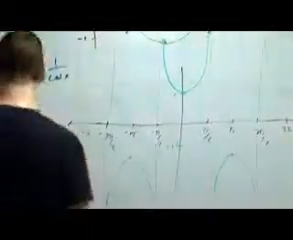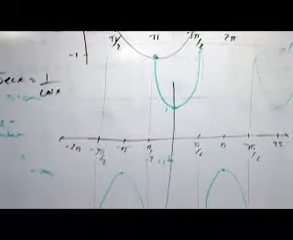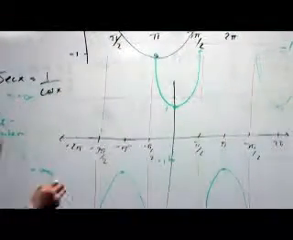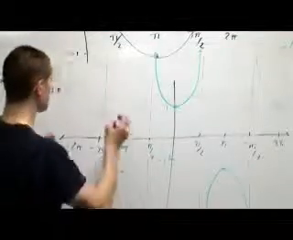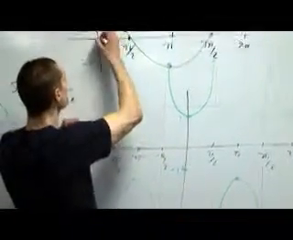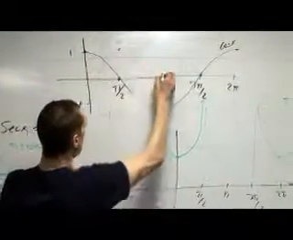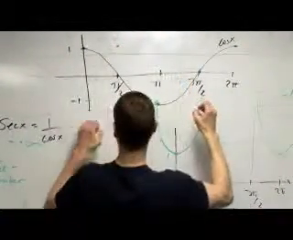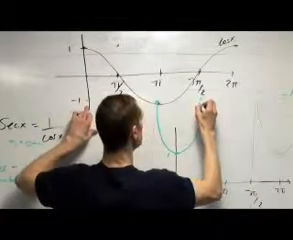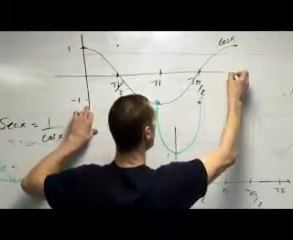and this may be important. Now, as far as sine goes, sine x, we know that sine x is cosine x shifted over by 90 degrees. Sine of 0 is 0. Sine of pi over 2 is 1. Sine of pi is 0. Sine of 3 pi over 2 is negative 1, which is going to be about here. And sine of 2 pi is 0.